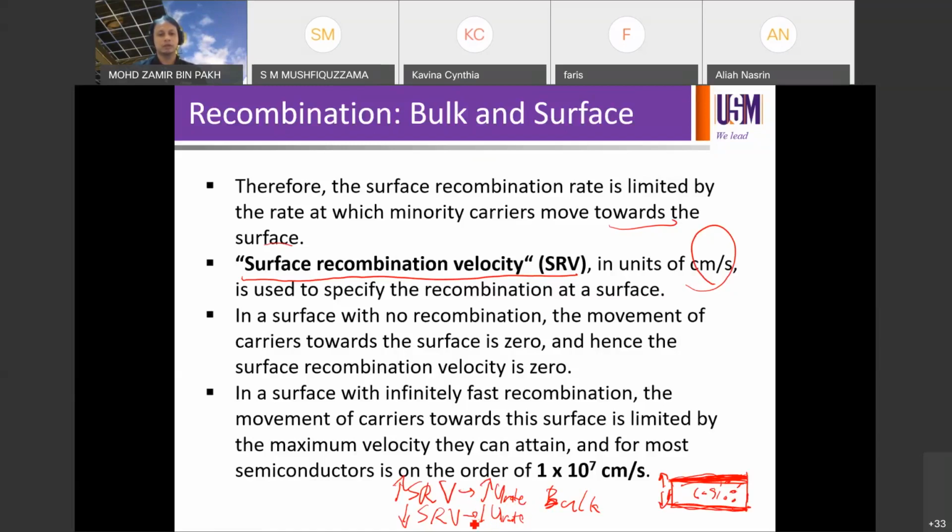Okay. So then, do we want to have high SRV or low SRV in our device? Do we want the carriers to rush to the surface to recombine, or do you want to stop them from recombining at the surface? What do you think?